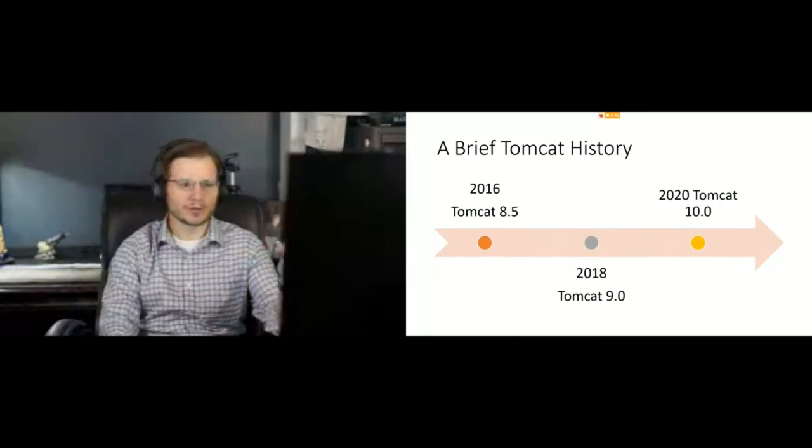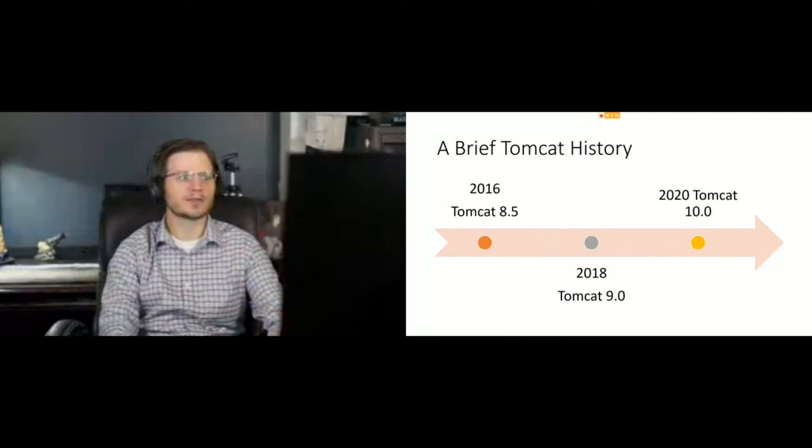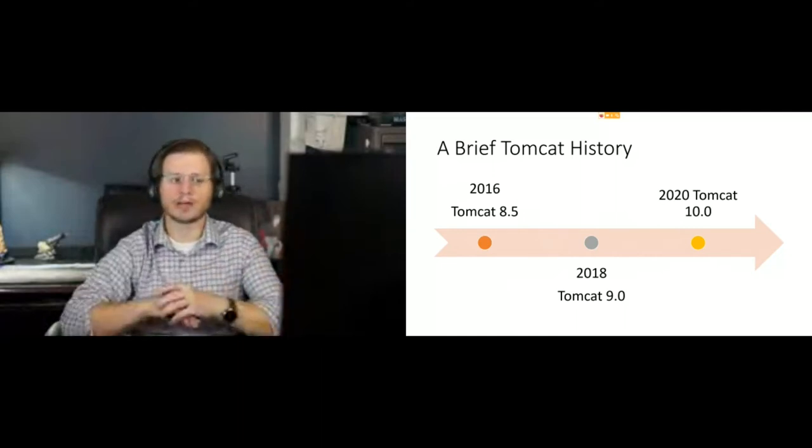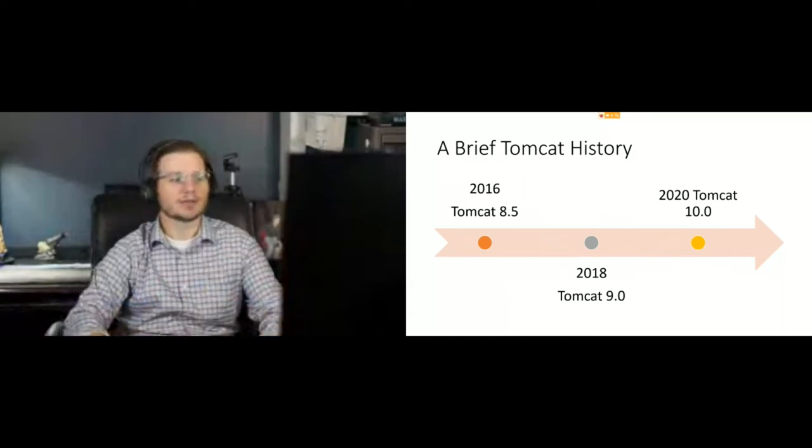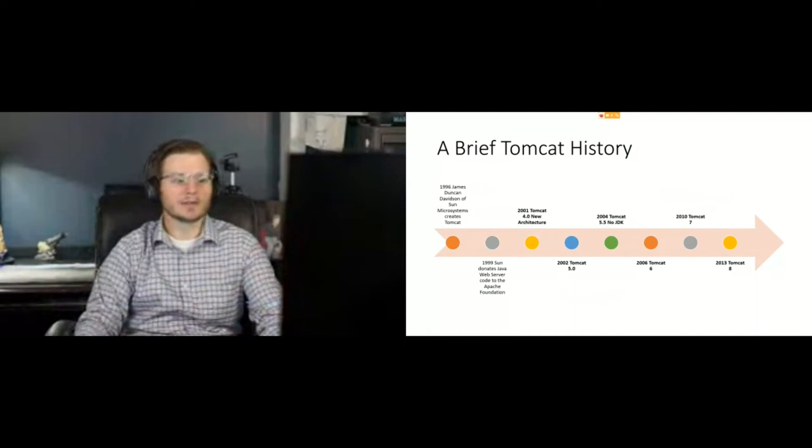And now, of course, we're all the way into 2016, and we have Tomcat 8.5. In 2018, we had Tomcat 9. And now if you look at the website, you can download the alpha release of Tomcat 10. So there's a lot of things that have happened to Tomcat over the last few years.